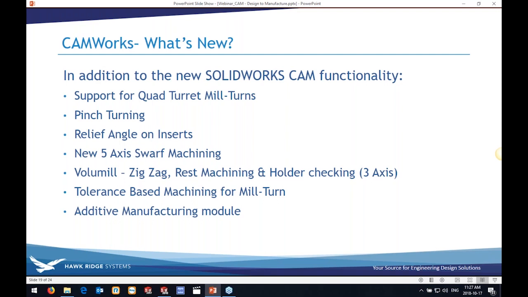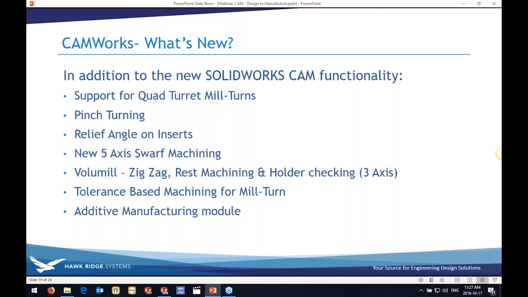We can use pinch turning, so we can have two tools cutting at the same time, doing an OD roughing or something like that, running at much higher feed rates. We have control for relief angle now, so rather than gouge checking on the X and Z plane only, we can have gouge checking in the Y axis, so we can check for tool relief and things like that. There's a new 5-axis swarf machining strategy.